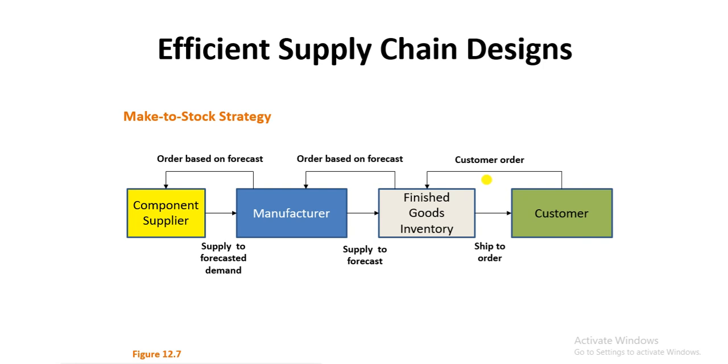So as I told you, the sugar industry is a very good example for the efficient supply chain design, where you produce the sugar in a short span of time, and then you store the finished goods and then you supply to the customers when the customer needs it from you. Similarly, we can see another example.